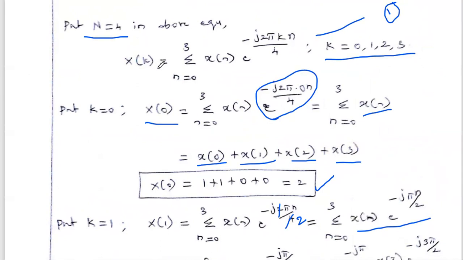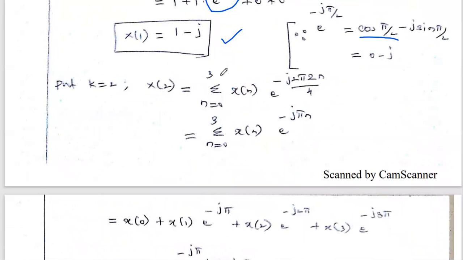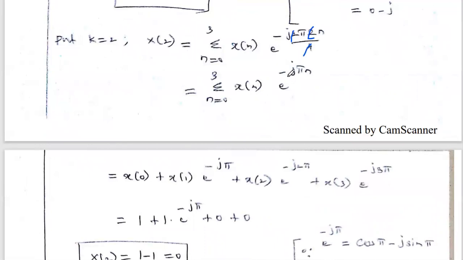So X of 2 equal to summation n equal to 0 to 3 x of n e power minus j 2 pi k n divided by 4. What is the value of k? K is 2. So 2 into 2 is 4, the 4 cancelled. So finally we got summation n equal to 0 to 3 x of n e power minus j pi n. Okay, and after that you just expand the summation, similar to the previous.